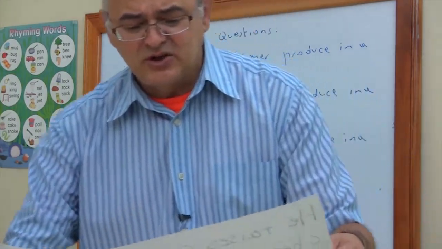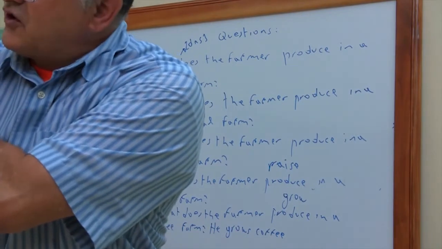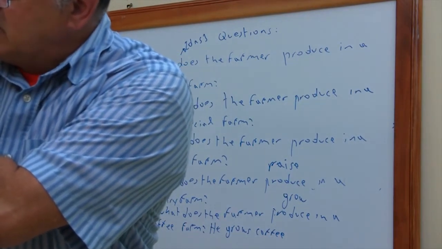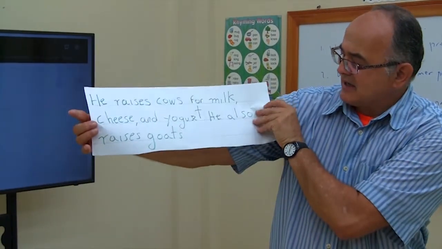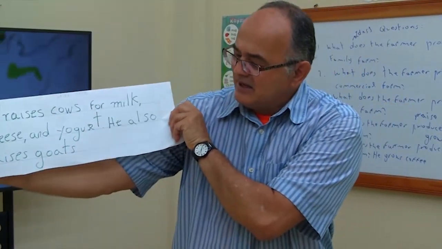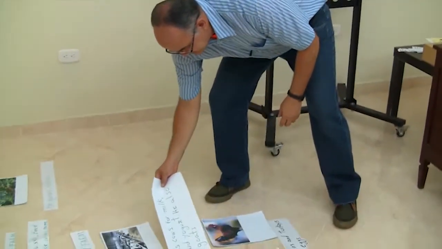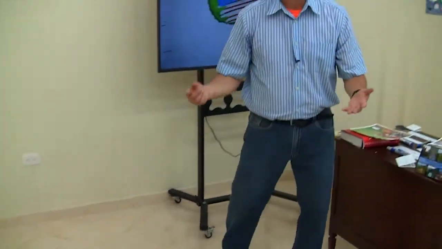Remember, let's go back to the dairy farm. In the dairy farm, he raised cows for milk, cheese, and yogurt. He also raised goats. En Spanish, levanta las vacas para la leche, para queso, yogur, y también las cabras. Let's put it here in the dairy farm, so you know how to answer the question.